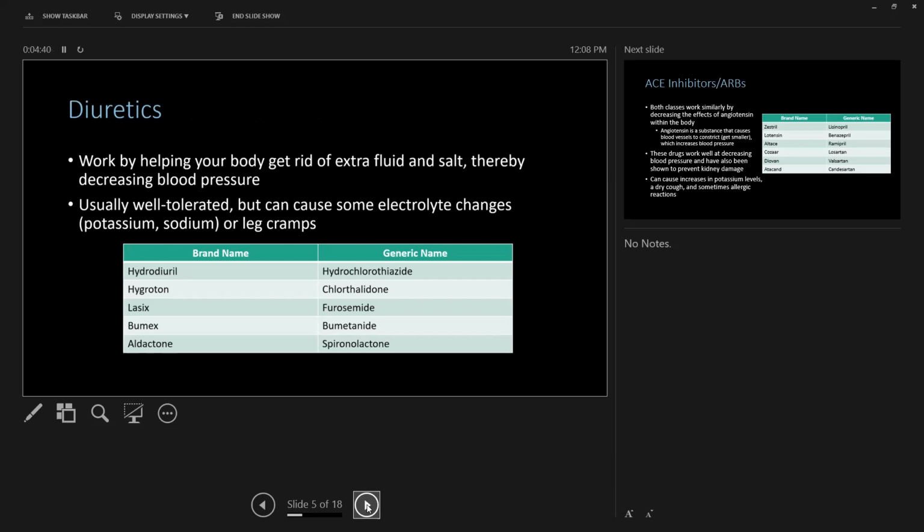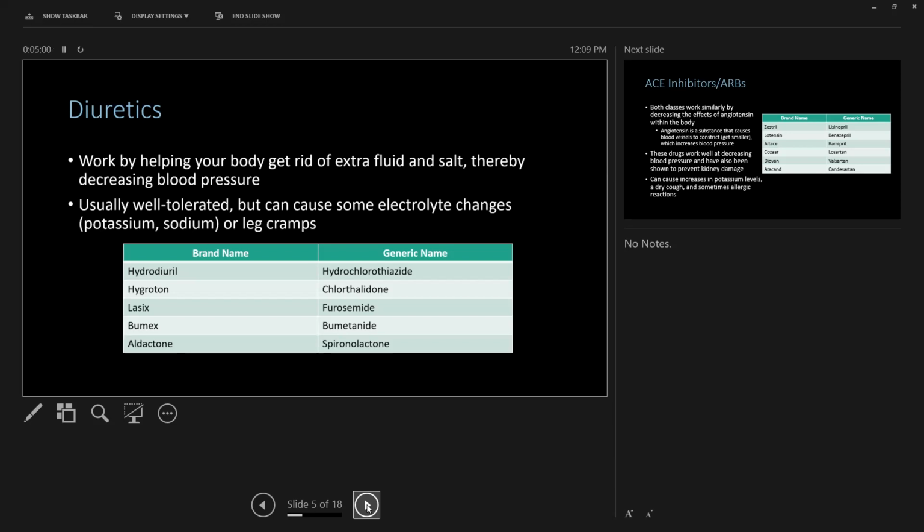So these are medications that work by helping your body to get rid of extra fluid. Mainly it helps getting rid of extra salt. Anytime that we have salt go somewhere in the body, we know that water usually follows. So by doing this, it helps to decrease blood pressure.